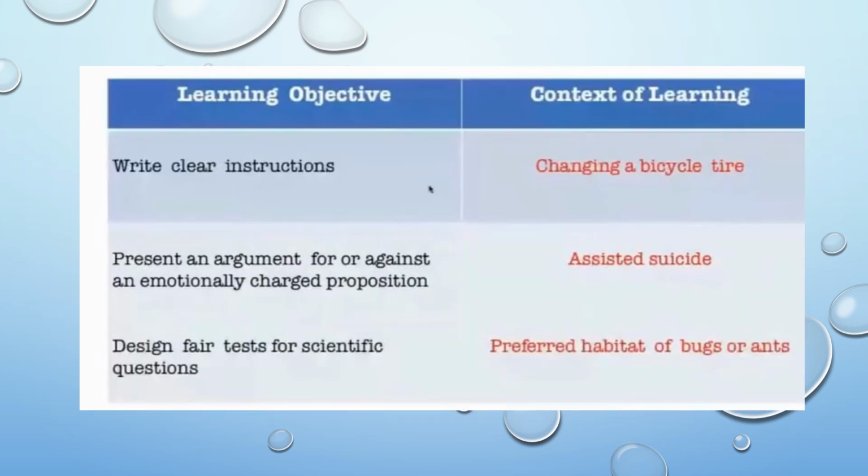We have here the learning objective and the context of learning. We write clear instruction, for example, changing a bicycle tire. For this one, you're going to give clear information on what they need to know in changing a bicycle tire. Present an argument for or against an emotionally charged proposition, for example, assisted suicide.